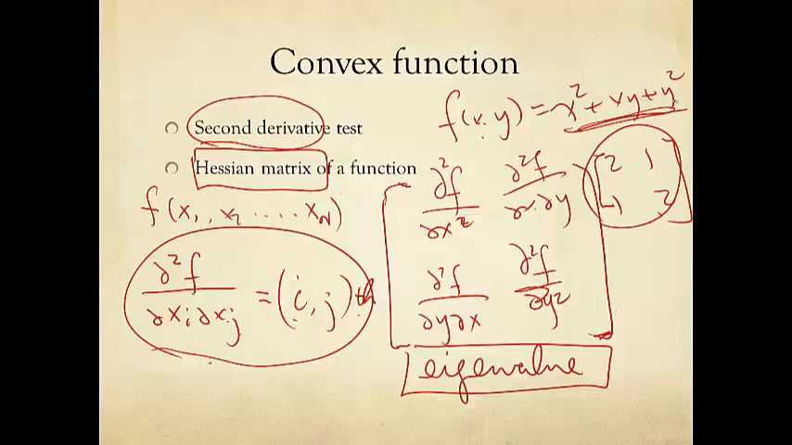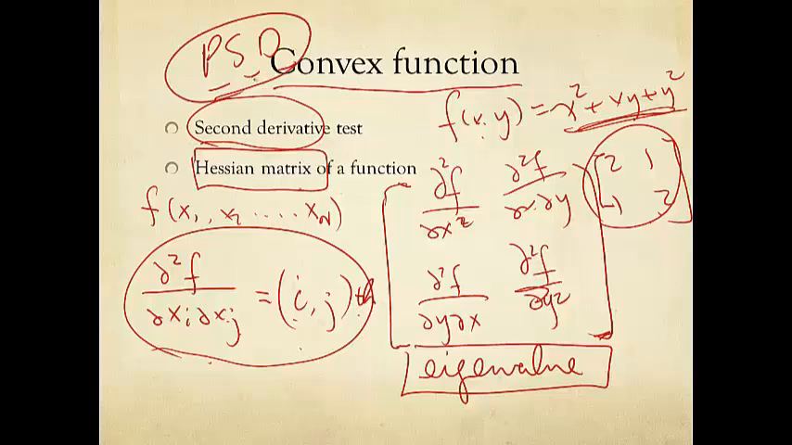But in general, we say a function is convex if it satisfies the second derivative test, where the Hessian matrix thus defined is so-called positive semi-definite. And a matrix being positive semi-definite means all the eigenvalues are positive or non-negative.